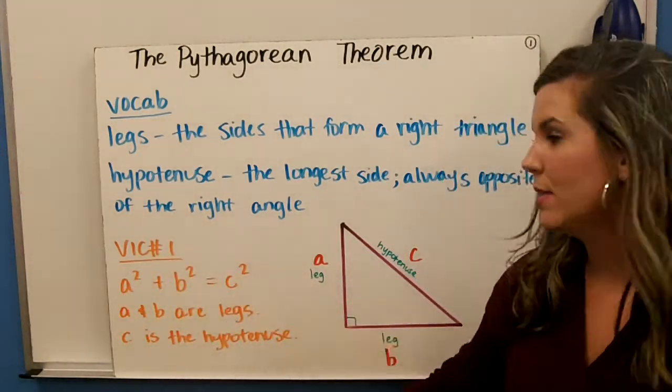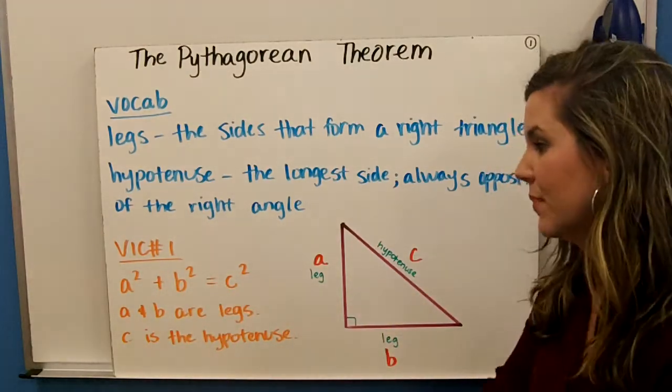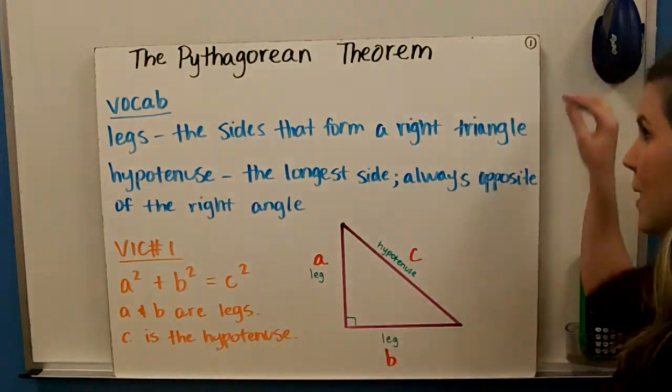Big idea number 1. This is the Pythagorean theorem. A squared plus B squared equals C squared. Memorize it. A and B are the legs. C is the hypotenuse.